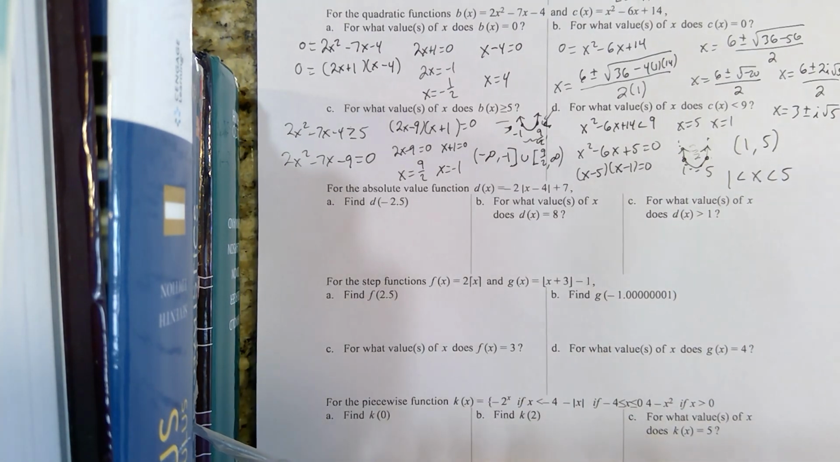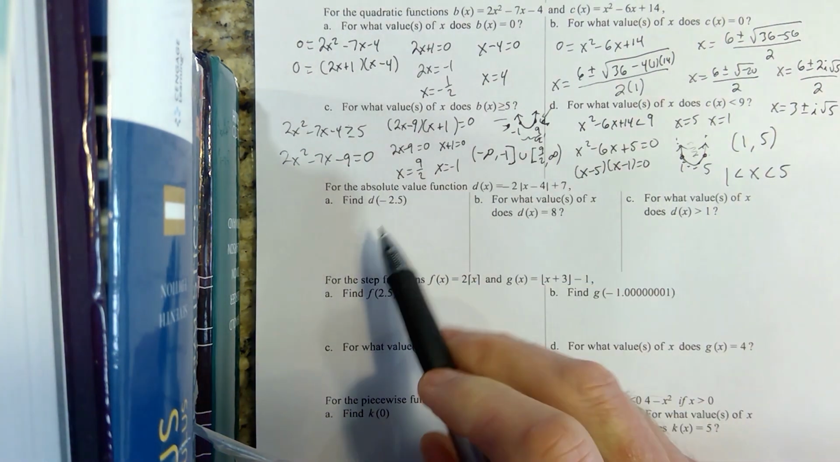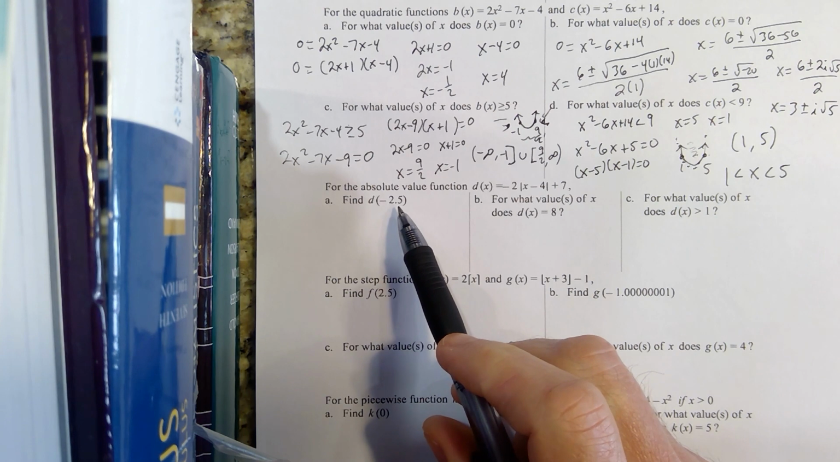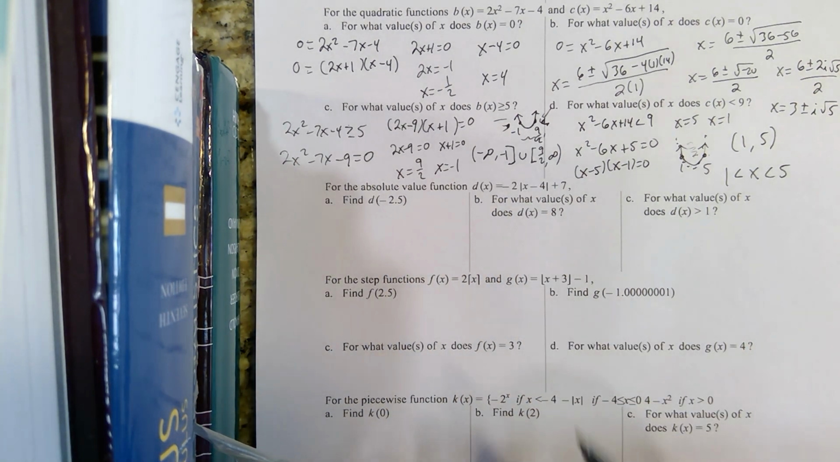Okay, moving on. Our next section deals with absolute value functions. Our first example, they want me to give an input of negative 2.5, so simply replace x with negative 2.5.